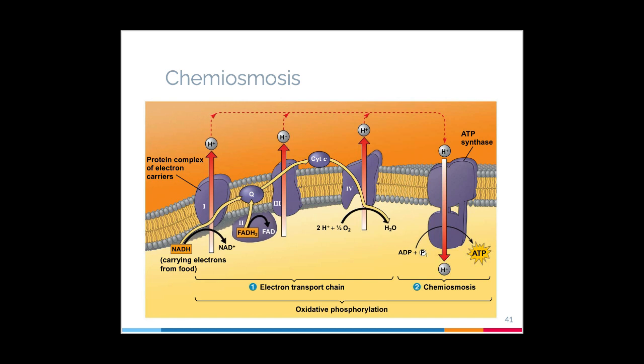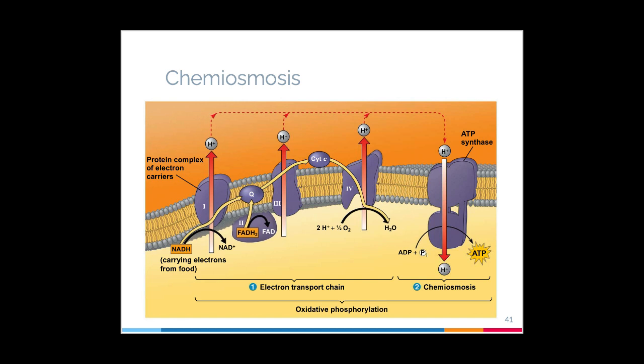You'll notice that the matrix is colored a lighter orange and the intermembrane space is colored a darker orange. That's important. This is the case because it's representing a proton gradient. In the lighter area, protons are less concentrated. In the darker area, in the intermembrane space, the protons are more concentrated. Remember that, it's important.